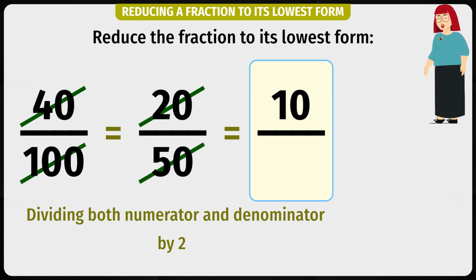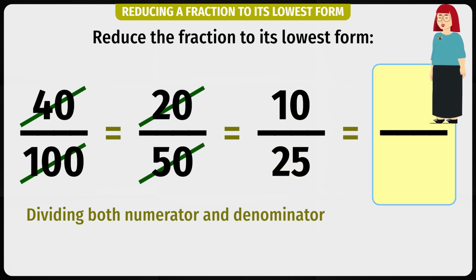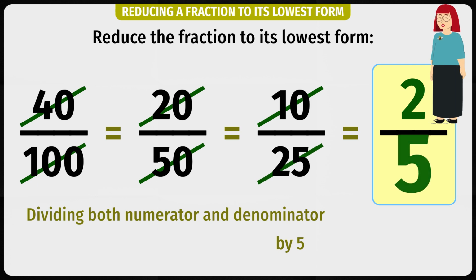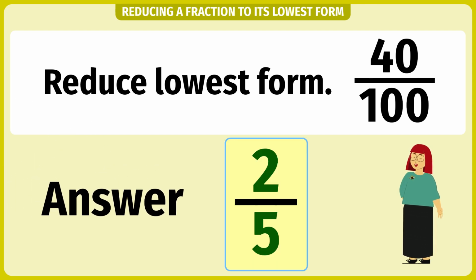Both numerator and denominator are divisible by 5. Dividing by 5, we get 2 by 5. 2 and 5 are coprime, meaning that they don't have any common prime factors. So, this is the lowest form of the fraction. 40 by 100 reduced to the lowest form comes to 2 by 5.